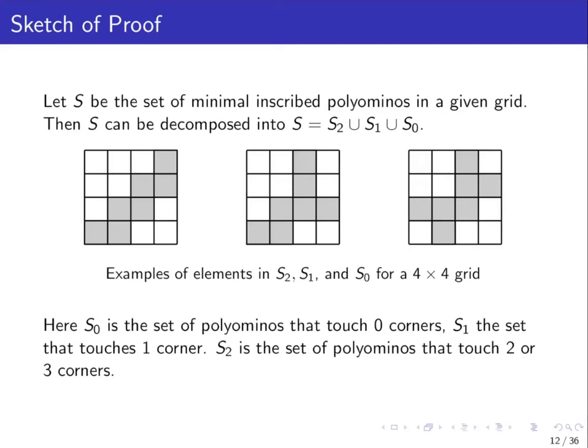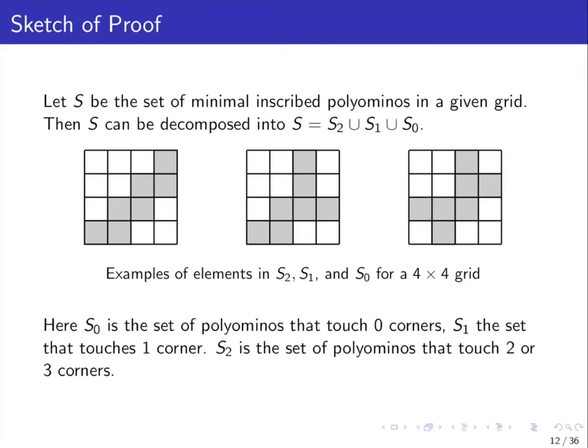First, let's let S be the set of minimal inscribed polyominoes in a given grid. Then S can be decomposed into three sets: the set of polyominoes that touch 0 corners, called S0, S1, which would be the set that touches 1 corner, and S2, which would be the set of polyominoes that touch 2 or 3 corners. And on this slide we can see examples of members of each set.